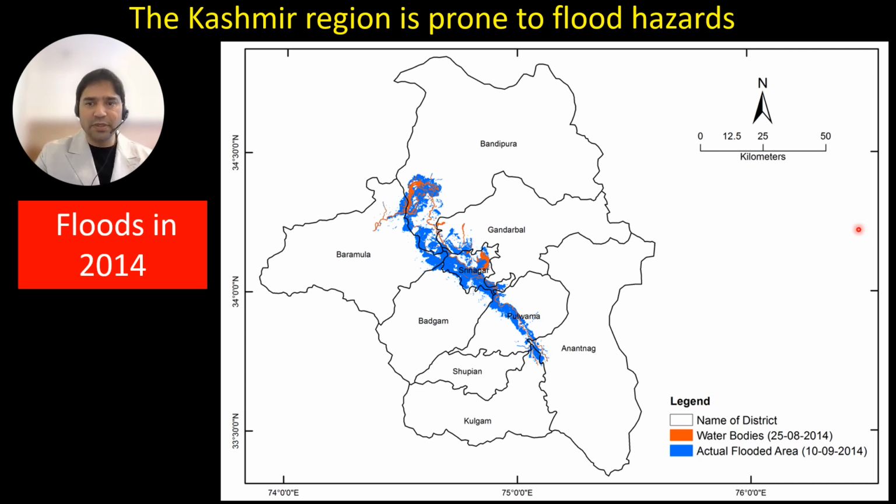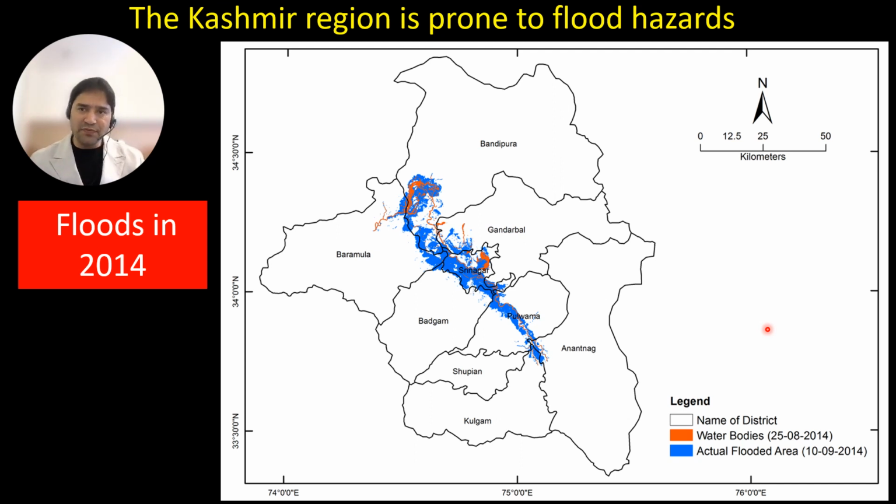So now, that was the portion about earthquakes. Let's look at the floods. This is a flood in 2014. As you can see from here, more or less the whole of the Kashmir Valley, the core of the valley, was inundated with water, as this is the actual flood that happened.